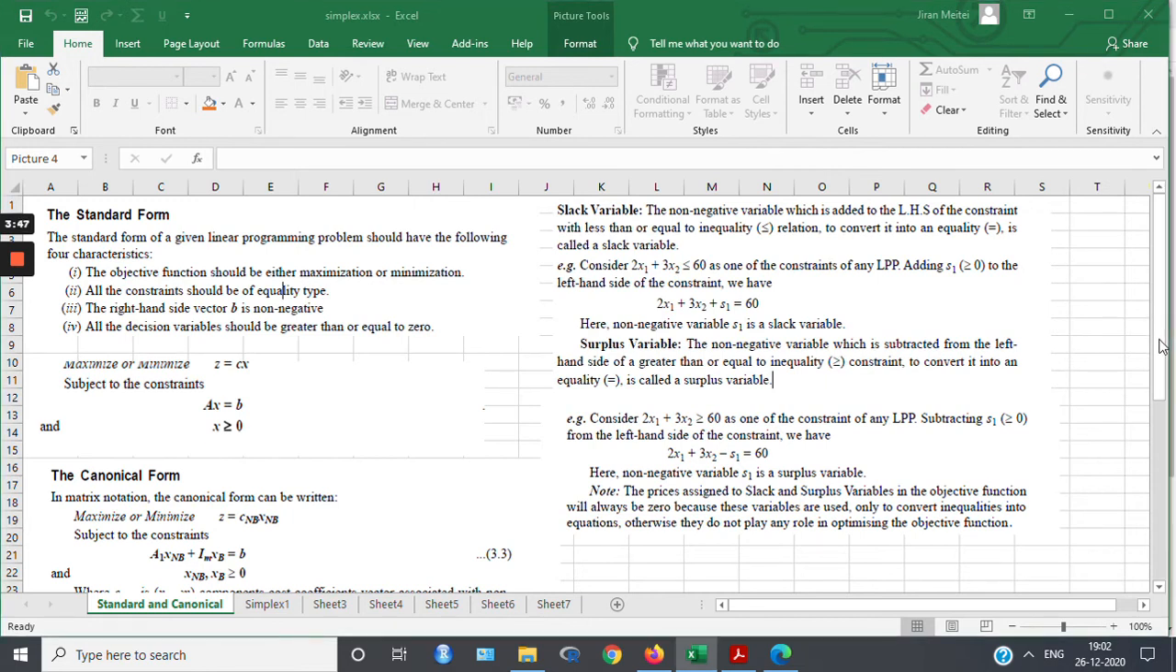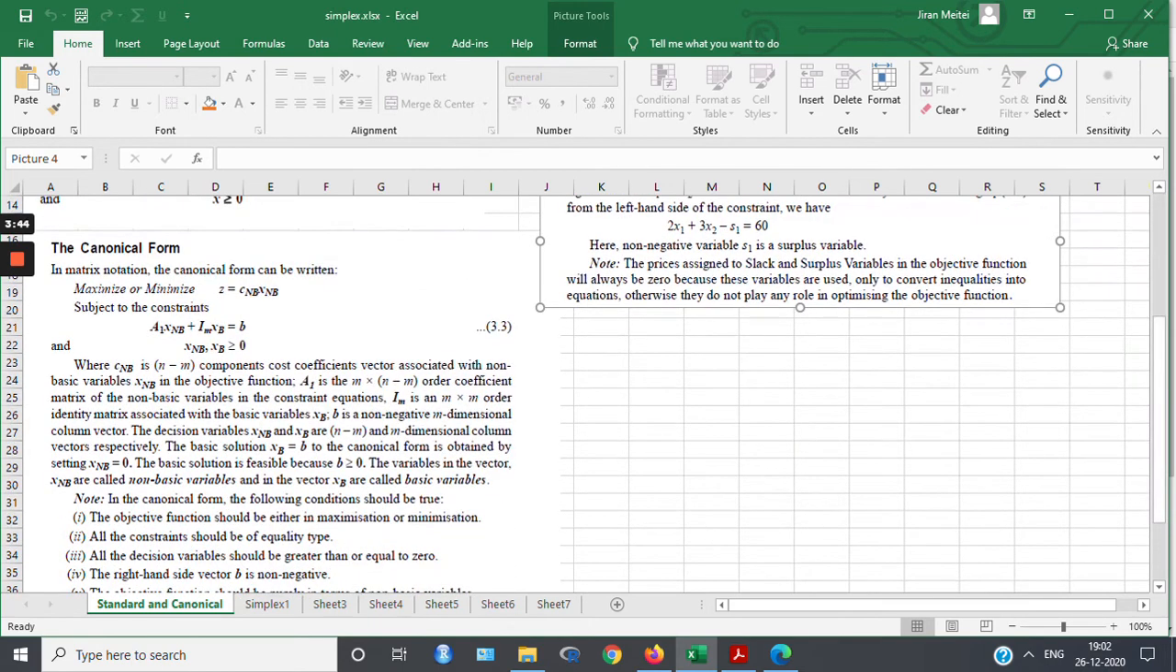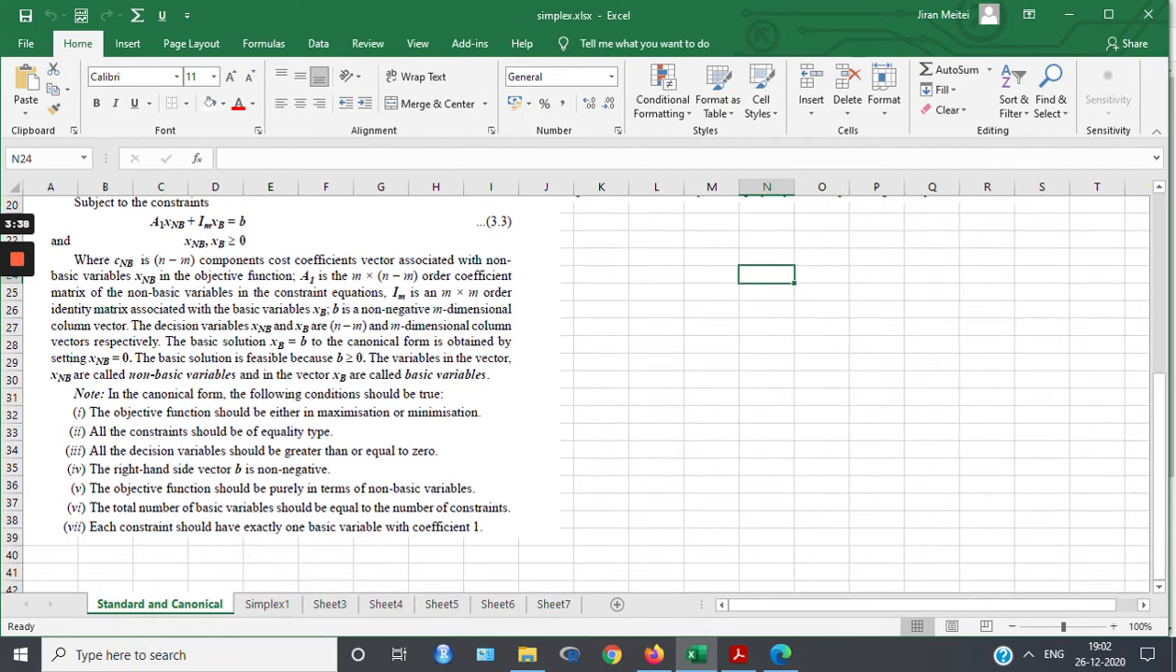Now let's go down to the canonical formulation and try to understand this. So what is a canonical formulation? These 7 points will define the canonical formulation. The first 4 points are the points that we have in the standard formulation. The objective function should be either maximization or minimization. The constraints should be all equality type. The decision variables involved should be all greater than or equal to 0. The right hand side values of the constraints should be non-negative. These are the 4 points that we have seen in the standard formulation. Along with this, we should have another 3 additional conditions to have the canonical formulation.